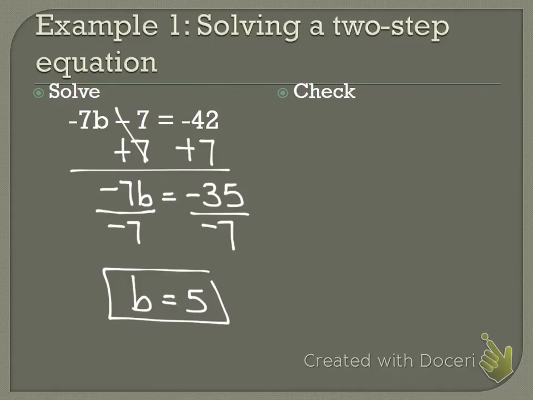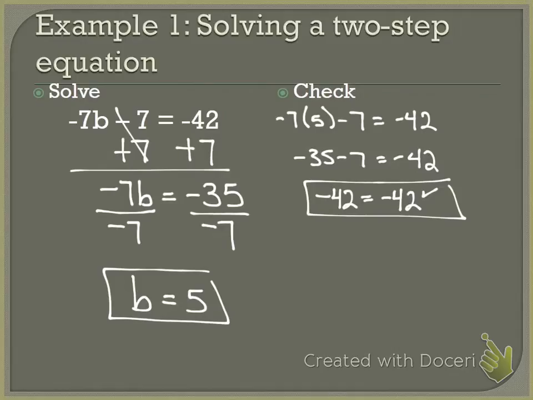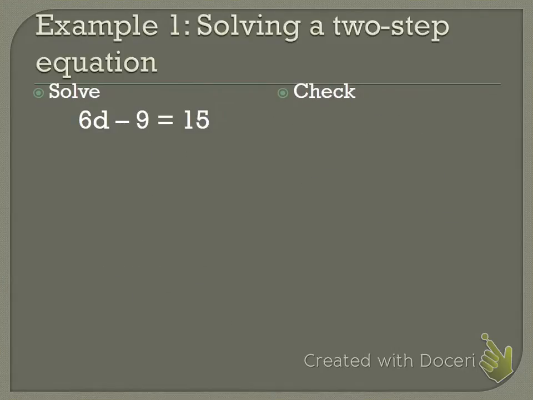Okay, so now I come up here. Negative 7 times 5 minus 7 is negative 42. Multiply first. Negative 35 minus 7 is negative 42. Use your calculator to double check. Yes, that's correct. All right, last one. Everybody gets it? Okay, let's solve this one.